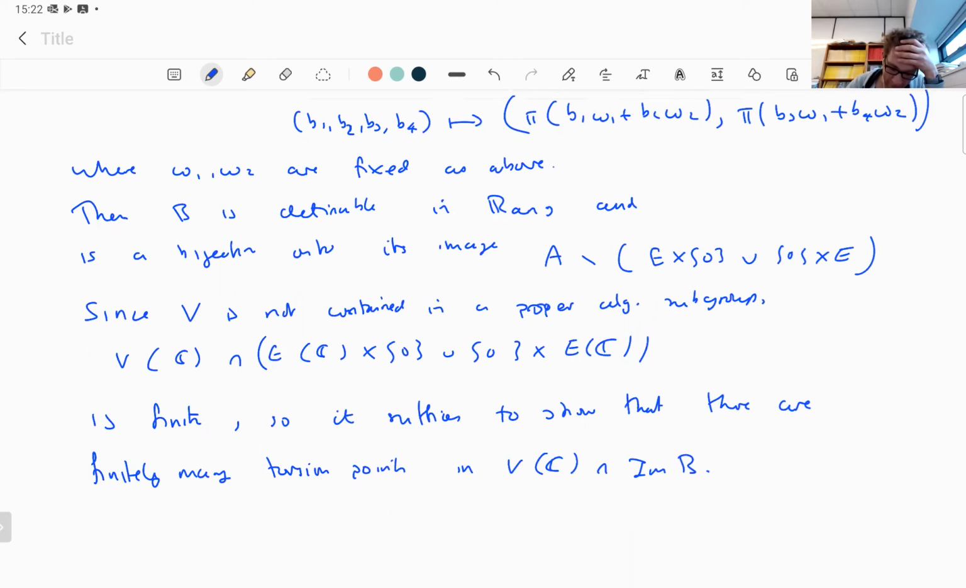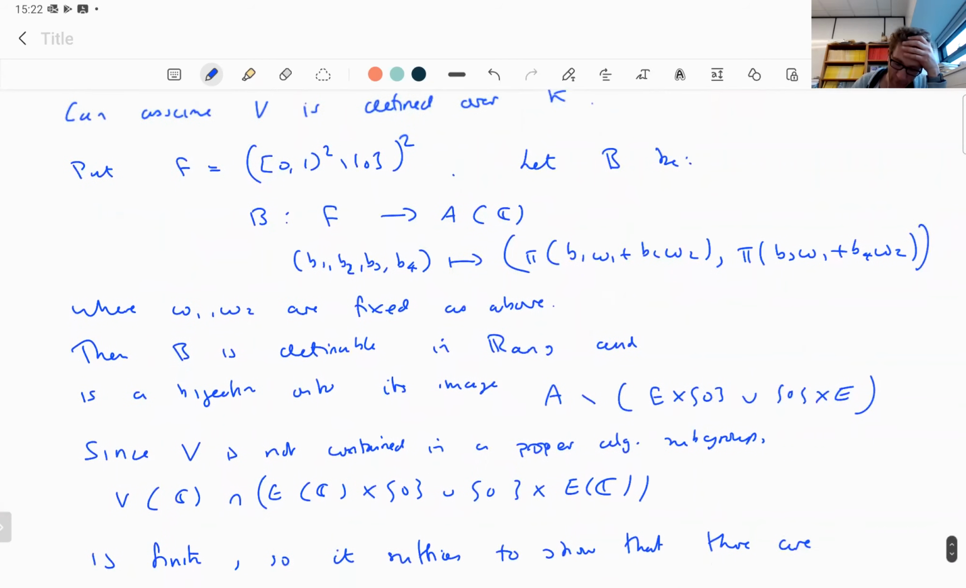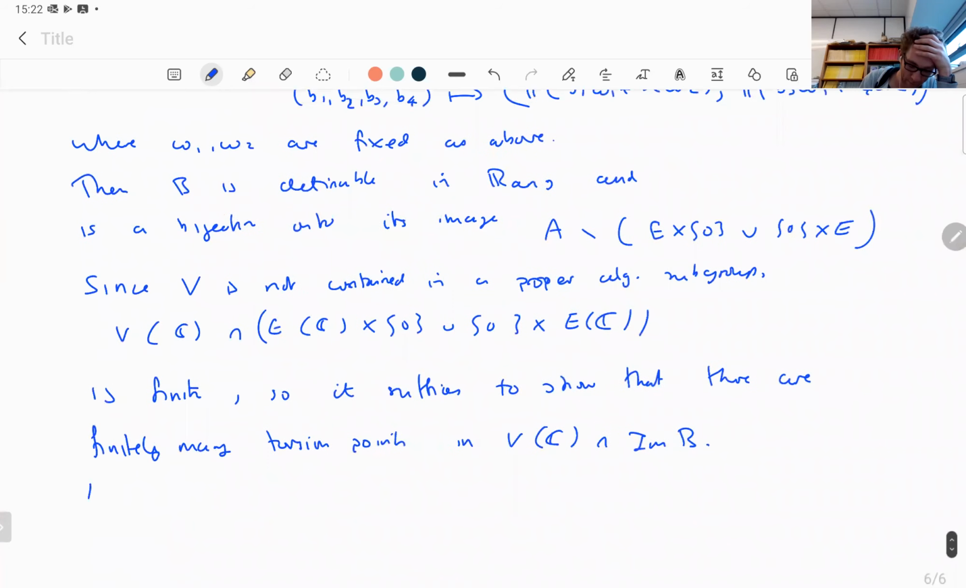So what's my analytic set? My analytic set is going to be, I've got V on this side and I take its pre-image under B. Let X be the inverse image of V of C. So B is defined in Rn. V is an algebraic curve, so it's certainly defined in Rn. So this is a definable set in Rn.